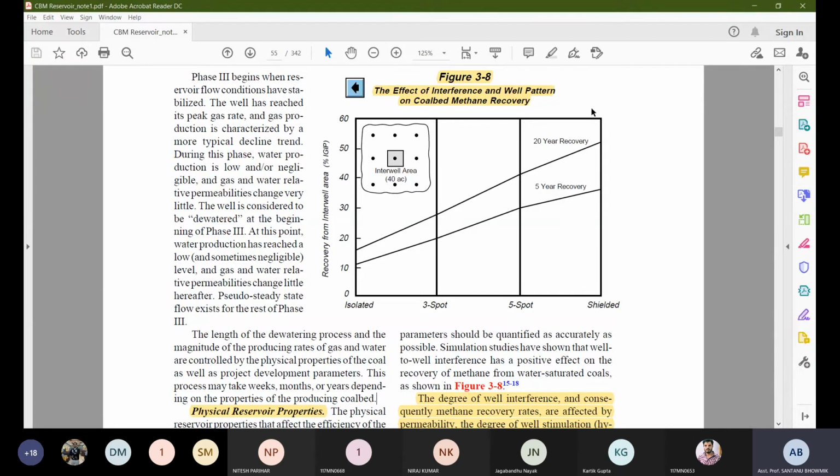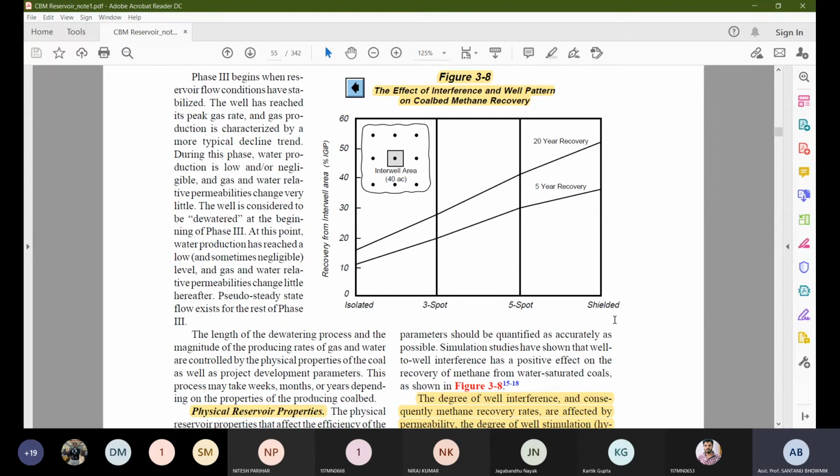So like that, you can see that on the x-axis they have given isolated. Isolated means only a single borehole. Then 3 spot, 3 borehole, 5 spot, 5 borehole, and then shielded. Shielded means one borehole and you are totally shielding this area, or maybe 9 boreholes and you are giving a cover, you can see in the diagram. And on the y-axis they have put recovery from the interval area, GIP, gas in place, how much you are going to recover. So now you see how much gas you can recover, this is the way.